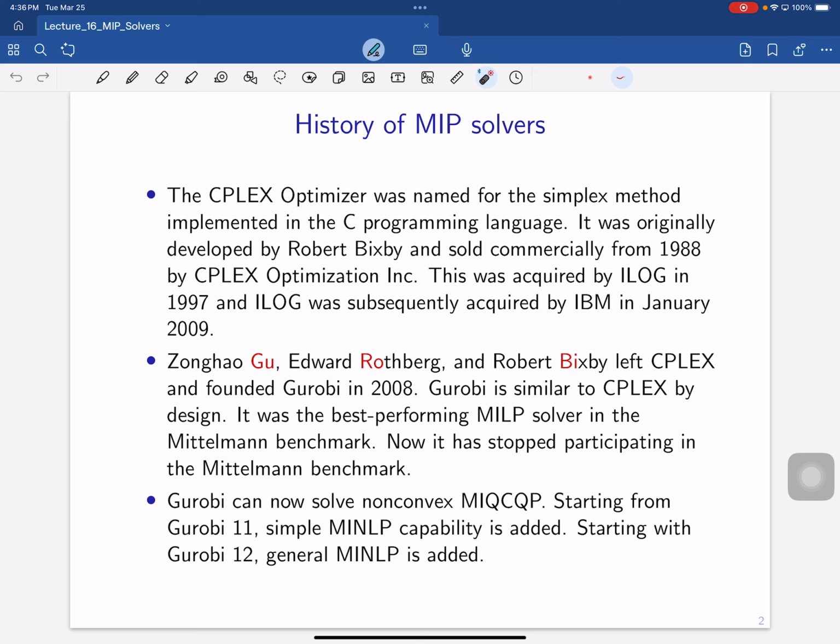Now, what can Gurobi solve now? It can now solve non-convex mixed integer quadratically constrained quadratic programs. And starting from version 11, that was last year, they can solve simple mixed integer nonlinear programs, meaning that you can have very simple nonlinear functions. But starting from version 12, which was released about half a year ago, now they can solve general mixed integer nonlinear programming. We haven't talked about mixed integer nonlinear programming, but it doesn't prevent you from understanding this lecture because in this lecture we will just focus on mixed integer linear programming. Okay.